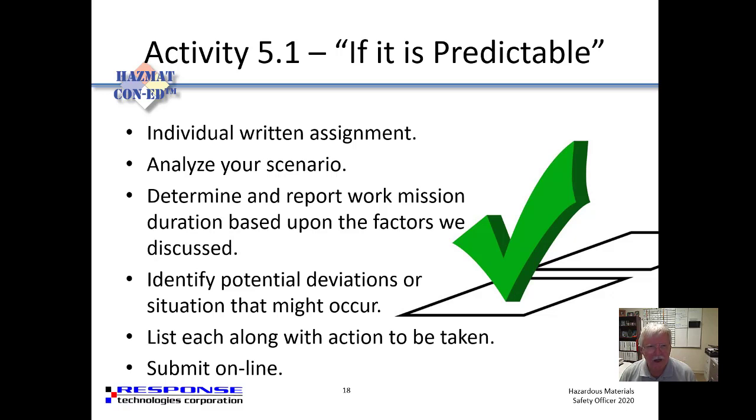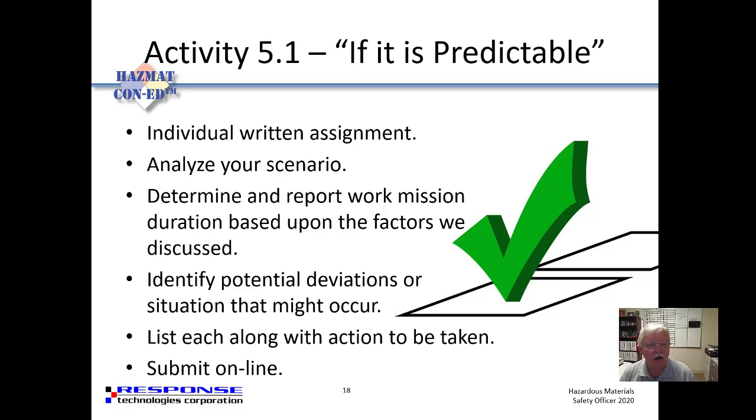scenario and think about your scenario that you're sending people downrange to. And first of all, determine the work mission duration. Let's take that environmental information, the workload information, and so forth. Let's use that work mission duration chart and figure out what your work mission duration would be, and go ahead and list that. Then identify potential deviations or situations that might occur while that entry is happening that you could predict and be prepared for should they occur.